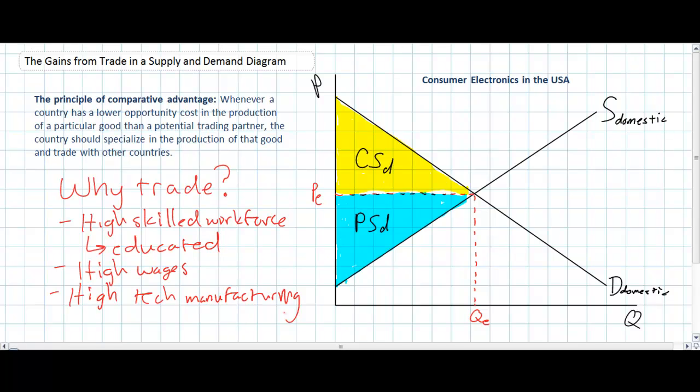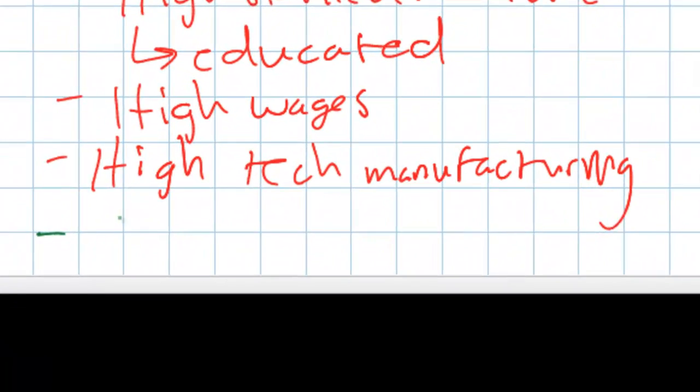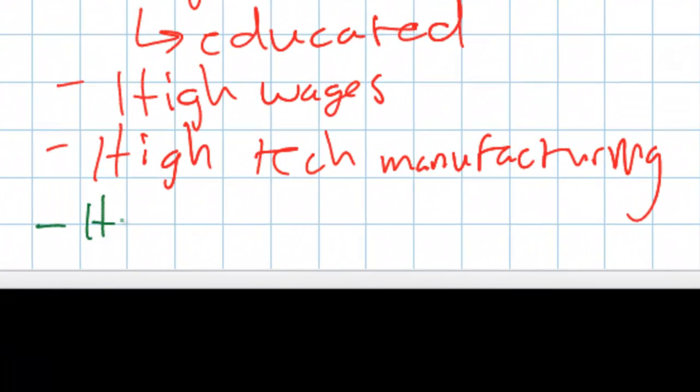Generally speaking, the U.S. is not particularly good at producing electronic products. Now, not to say that it couldn't produce electronic products. The fact, however, is that the production of many electronics is relatively labor intensive. If the US were to produce all of its own consumer electronics, the opportunity cost would be rather high. So the most important thing here is that the US has a high opportunity cost. Now, what is opportunity cost?